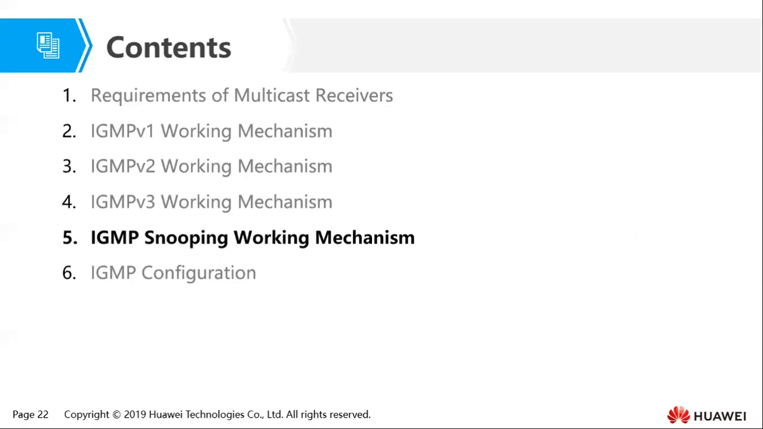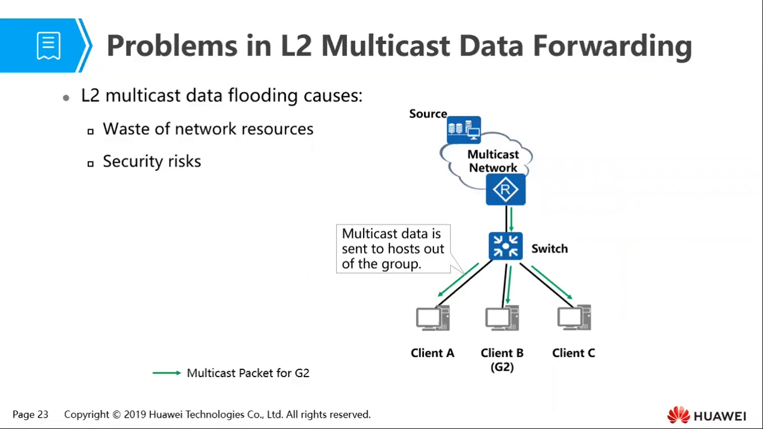Okay, so let's look at what we call IGMP snooping. As we understand in our networks, most of the time we have the switch that interconnects the end devices, the hosts. So how does the switch handle multicast data? After the router sends a multicast packet to the switch, what happens?